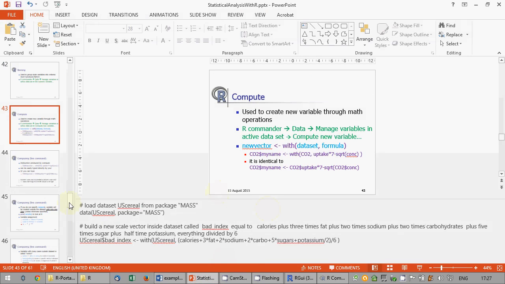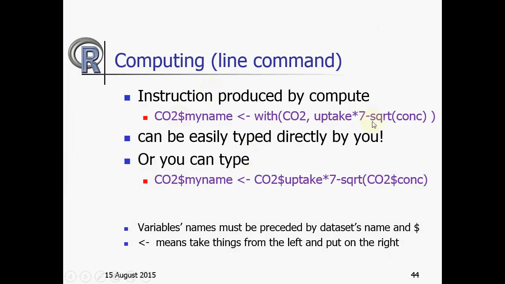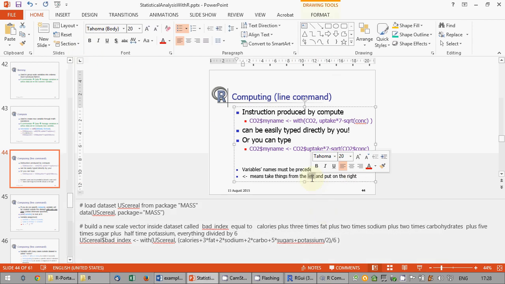Okay, let's see. Here's what I write. The instruction written by compute, in this case uptake variable times 7 minus the square root of conc variable, can be typed directly by you. The rule, in case you want to type things directly, is that the variable name must be preceded by the dataset name and a dollar sign, because you are working on variables inside a dataset. And this symbol here means take everything from the right and put it on the left.